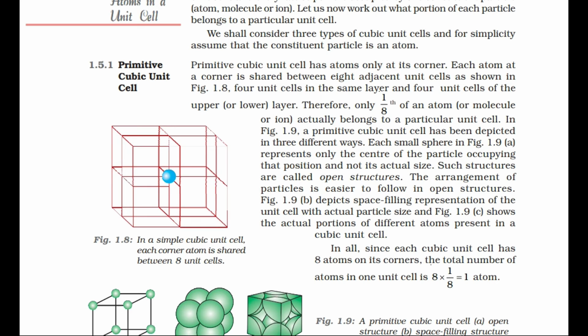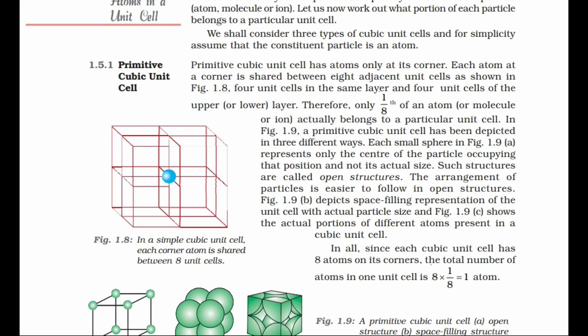First one, primitive cubic unit cell. A primitive cubic unit cell has atoms only at its corners. Each atom at a corner is shared between 8 adjacent unit cells, as shown in figure 1.8: 4 unit cells in the same layer and 4 unit cells of the upper or lower layer. Therefore, only 1/8 of an atom or molecule or ion actually belongs to a particular unit cell.